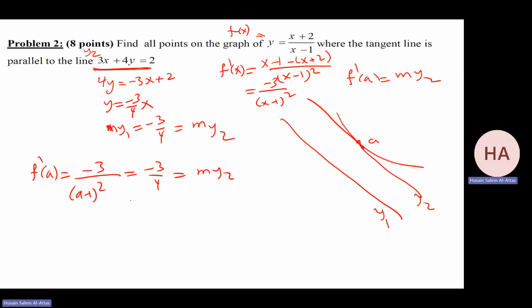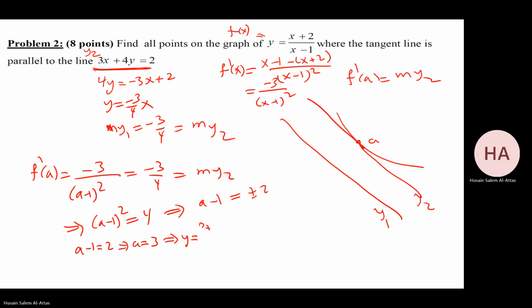You have what? (a minus 1) squared is equal to 4. So I have a minus 1 is equal to plus or minus 2. So a minus 1 equals 2, which means a equals 3, which means y equals what? Substitute 3: 3 plus 2 over 3 minus 1 becomes 5 over 2. So the point is (3, 5 over 2).